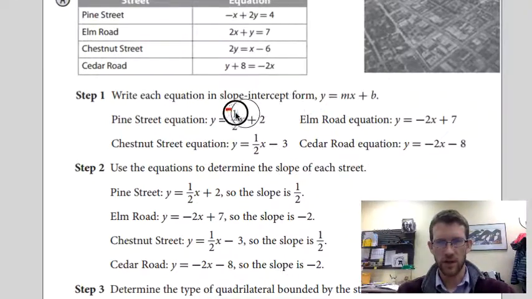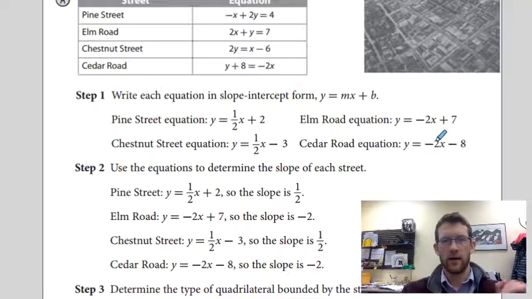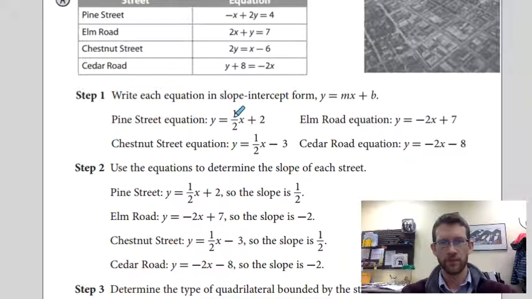So if you look at the slope of these guys, this one has a slope of 1/2, this one has a slope of 1/2, this one has a slope of -2, this one has a slope of -2. So is it a parallelogram? Do opposite sides have the same slope? Yes. The other question is, is it a rectangle? Are these slopes opposite reciprocals of each other? Do we have that 90-degree angle?